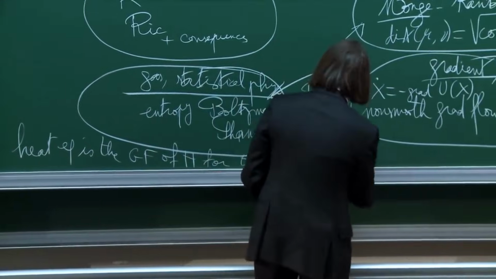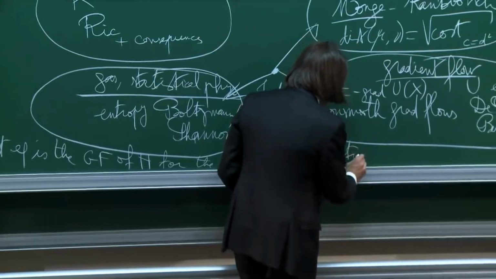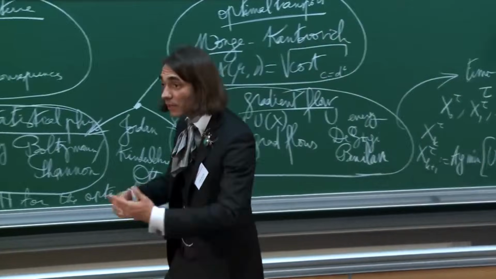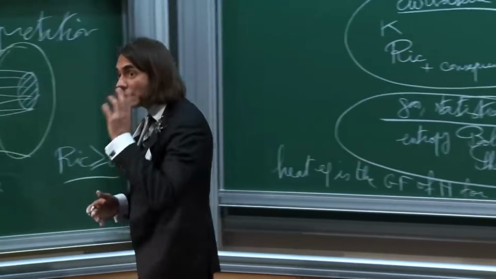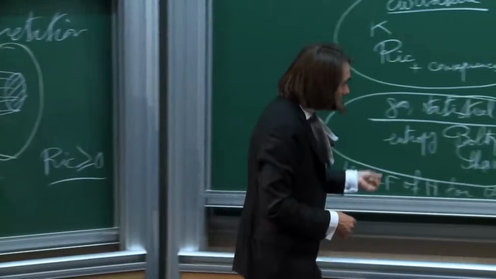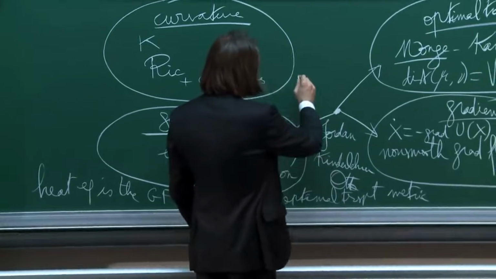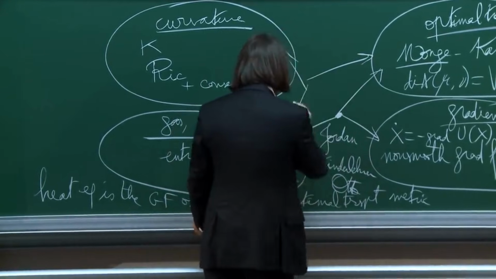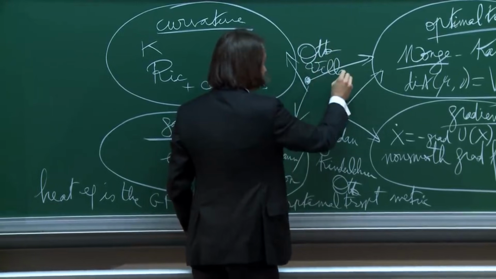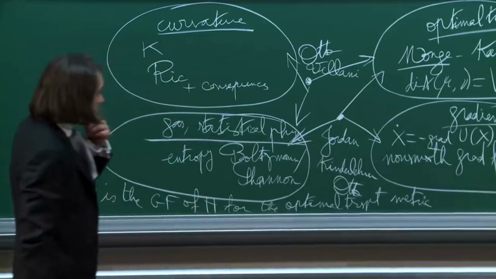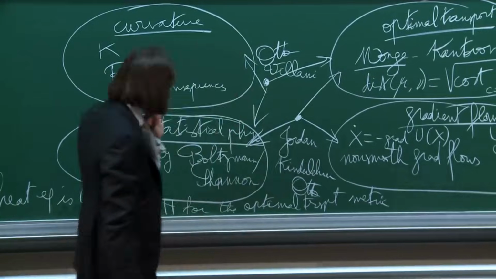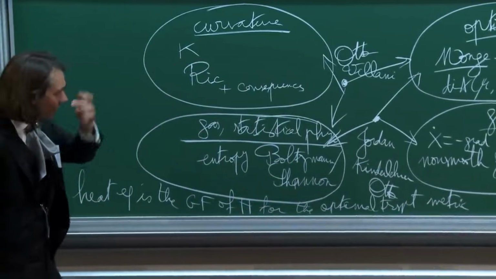This was a discovery of Jordan, Kinderlehrer, and Otto. And first they did this in Euclidean space, but then people did it in a Riemannian context. Now even in discrete settings, it's an extremely general rule. And the second link was between these three objects. This was a paper of myself with Felix Otto. And we showed that also there is a very simple link between these three. And the link is this.